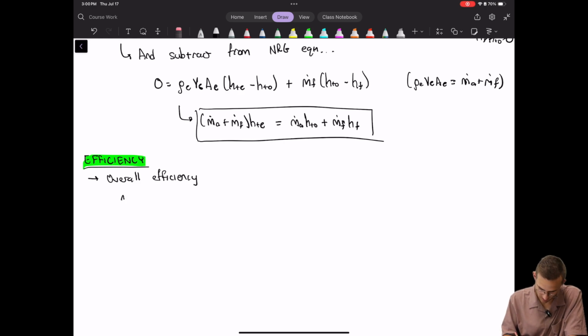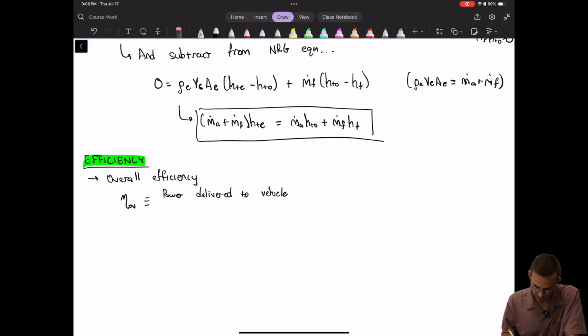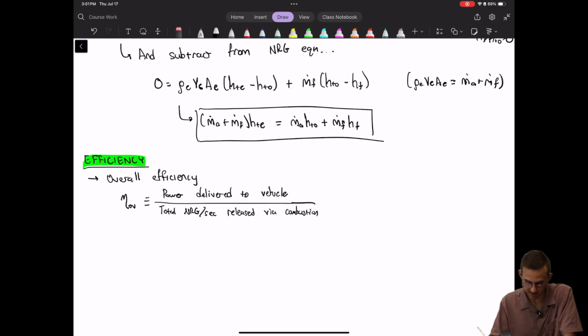So the overall engine efficiency is defined as the power delivered to the vehicle divided by the total energy released due to combustion. Specifically, the total energy per second released, or power, total power released via combustion. Sort of a sensible definition, right?